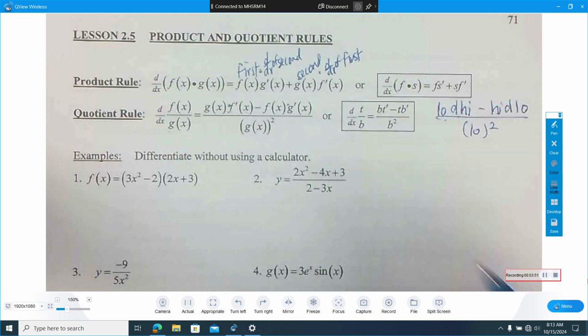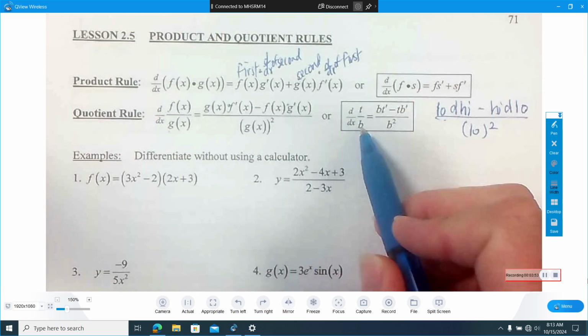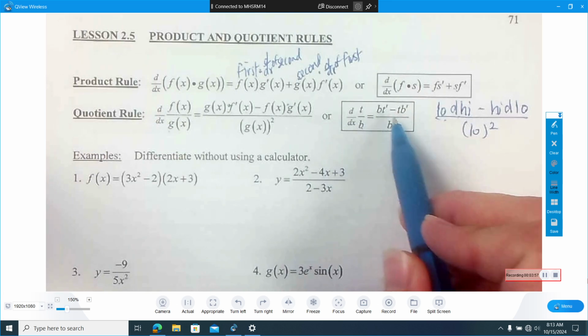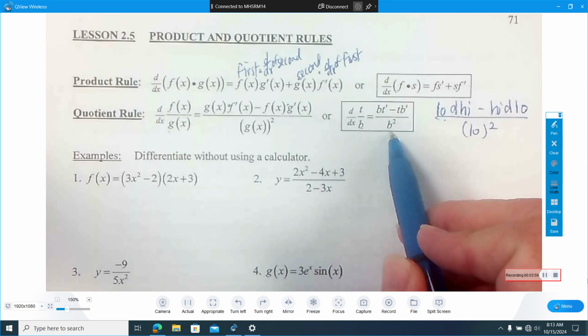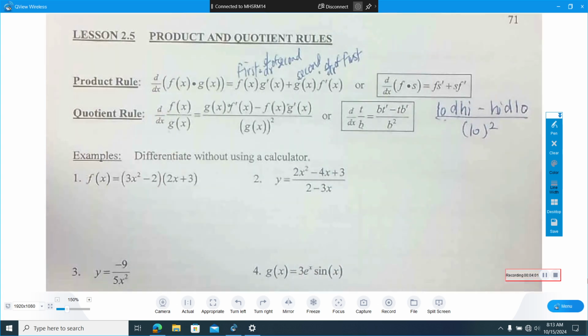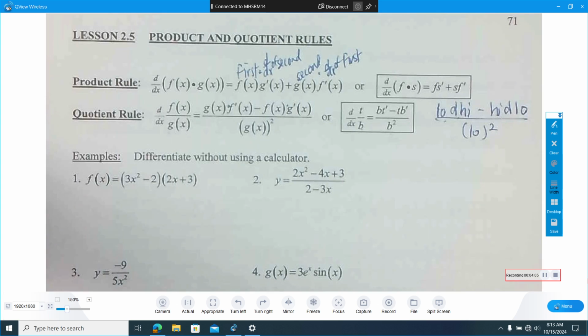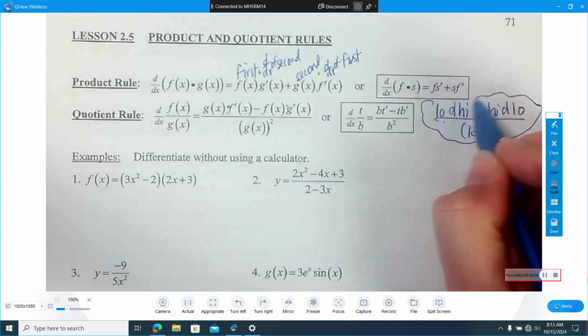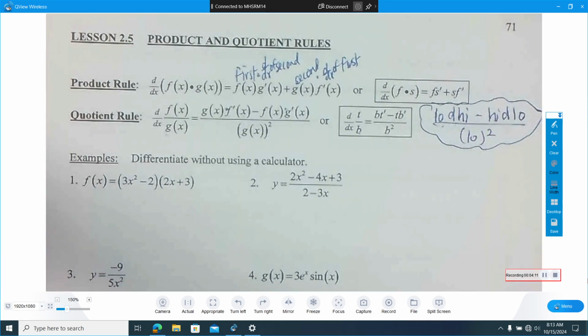Let's see, how did Gary do it? He said we got a top and a bottom function, and so he did bottom times the derivative of the top minus top times the derivative of the bottom all over the bottom squared. Okay, but I like low d high minus high d low all over low squared. All right. Any one of these derivations, however you want to think about it, is all going to be just fine. And so we're going to go ahead and do a little bit of practice with this stuff. Let me get my notes here.